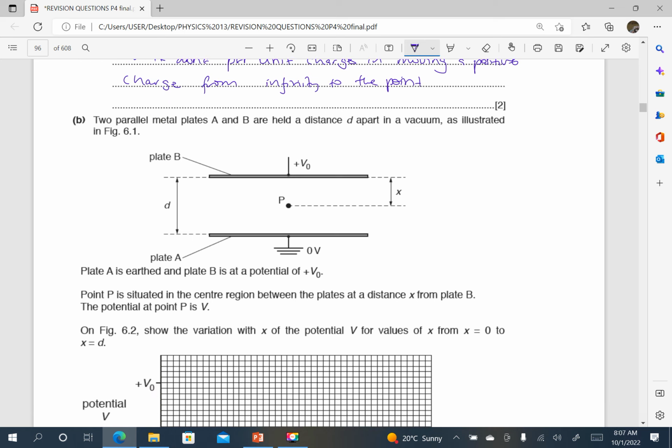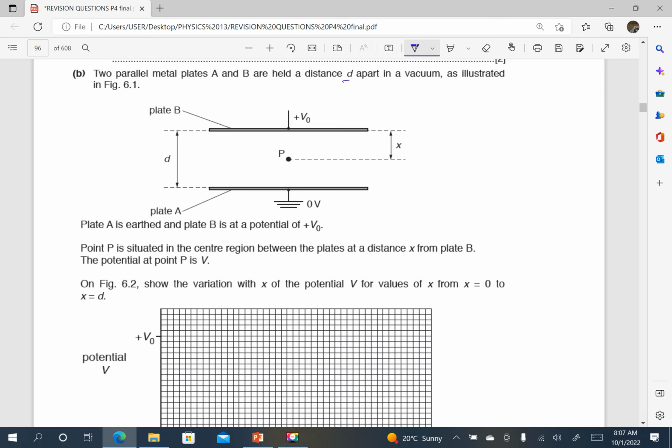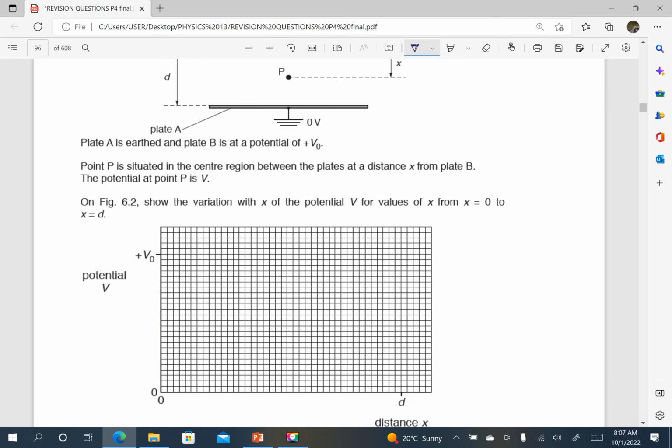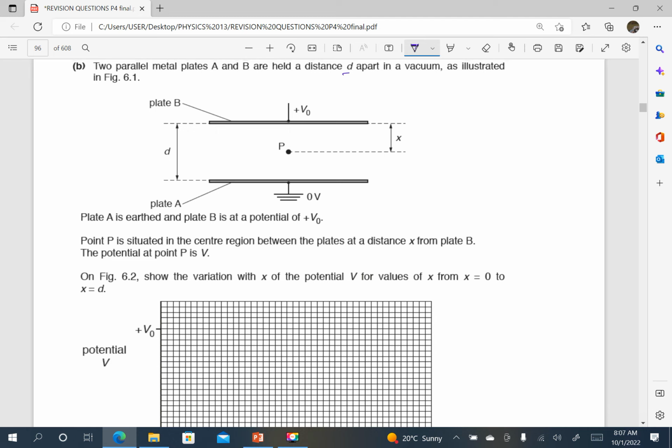Two parallel metal plates A and B are held a distance d apart in a vacuum as illustrated here. Plate A is earthed, so it's at zero potential, and plate B is at a potential of positive V naught. Point P is situated in the center region between the plates at a distance x from plate B. The potential at P is V.